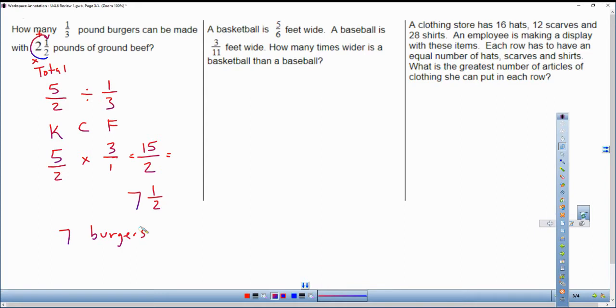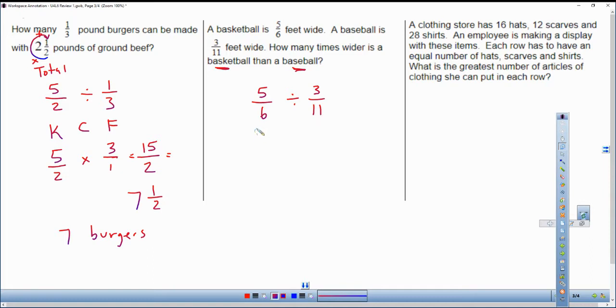All right, this one's a little different. A basketball is 5 and 6 elevenths feet wide. A baseball is 3 and 11 thirds feet wide. How many times wider is a basketball than a baseball? With a problem like this, again, we're comparing two things, basketball to baseball. That means the basketball number goes first and then the baseball number. If it was the other way around, we'd flip the numbers, but the problem says basketball and then baseball. That's how we're going to set that one up.